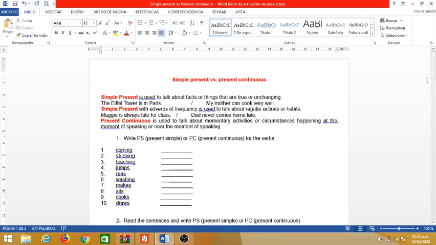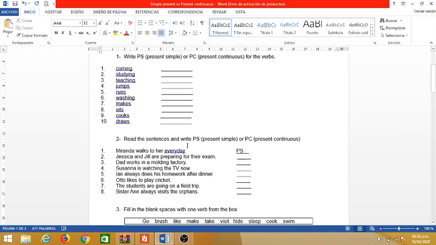Okay. So the first activity you have to do is to write PS for present simple or PC for present continuous next to these verbs. Okay, so you have to look at the verbs and decide if they are in present simple or present continuous. In activity 2, you have to read the sentences and write PS or PC again, deciding if they are in present simple or present continuous.